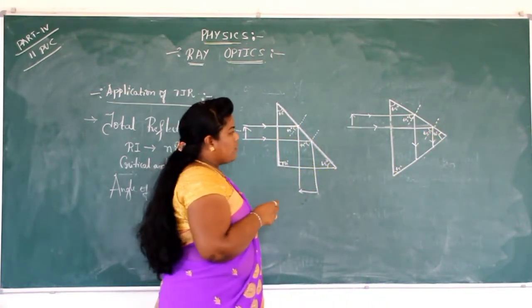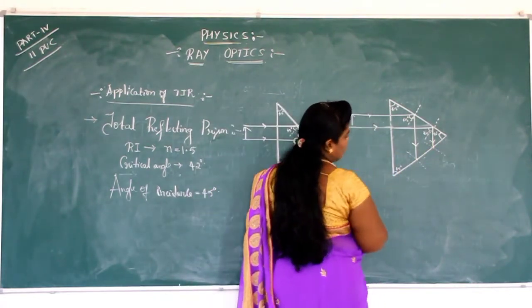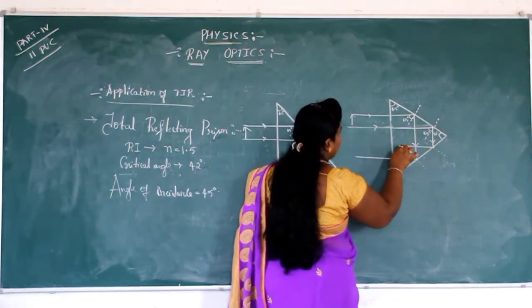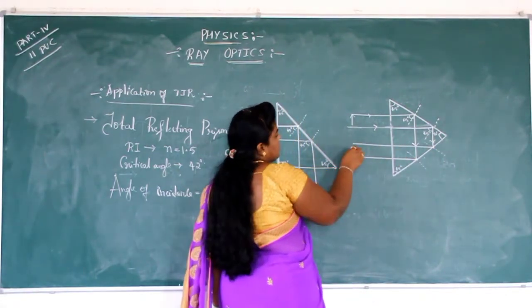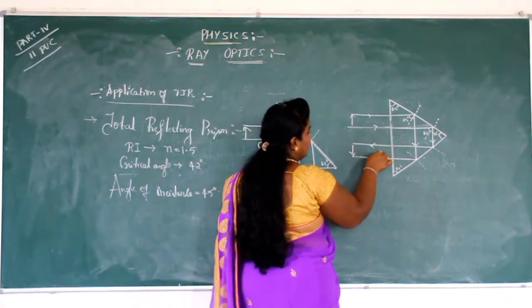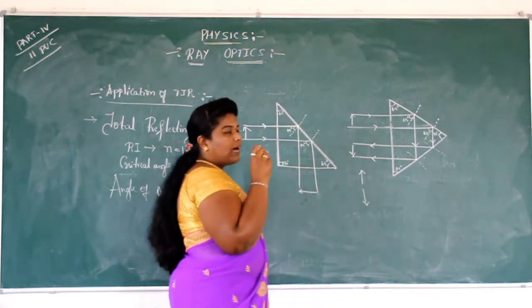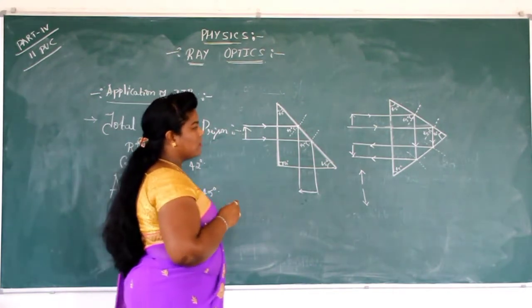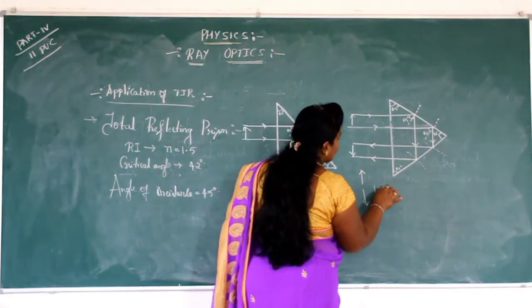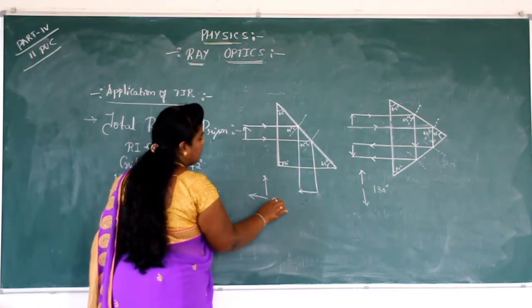Here it again suffers a total internal reflection at the point of incidence, and then it reflects and comes out of the prism. So here the object is exactly inverted by an angle of 180 degree. Why? Because at first the object was like this, now the object is in this way. It means the angle by which the total reflecting prism inverts the object is equal to 180 degree. But here it is about 90 degree.